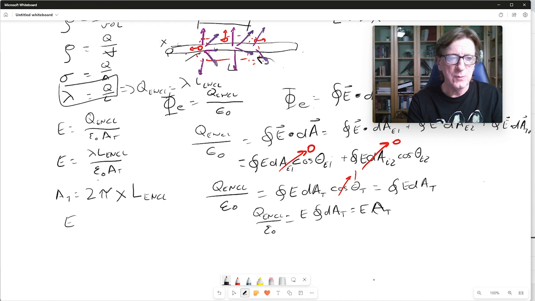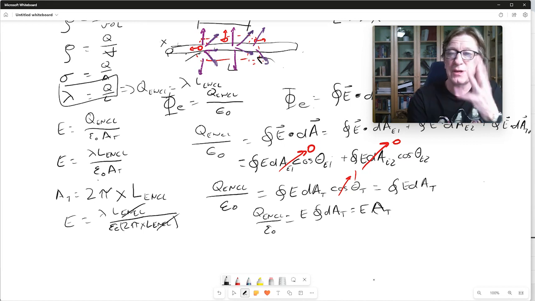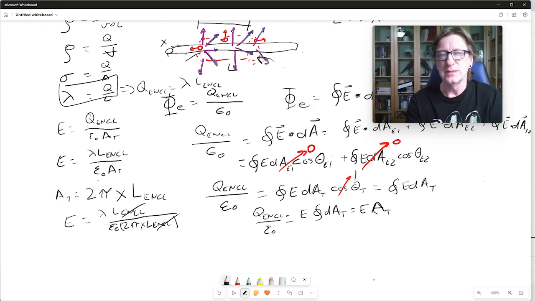Now we plug this in and we get E equals lambda L enclosed divided by epsilon naught times 2 pi x L enclosed. And now you can see what's going to happen. The L enclosed cancels, as it must, because you just created this Gaussian surface, and you're not allowed to change the electric field just because you chose a different Gaussian surface. So even though we use these intermediate variables in between, they need to cancel at the end. That's an important thing that's going to happen often when you're using Gauss's law.